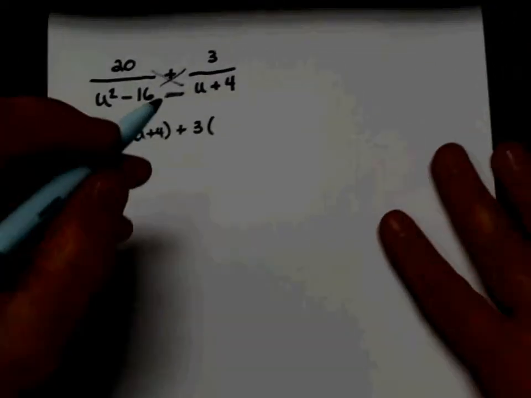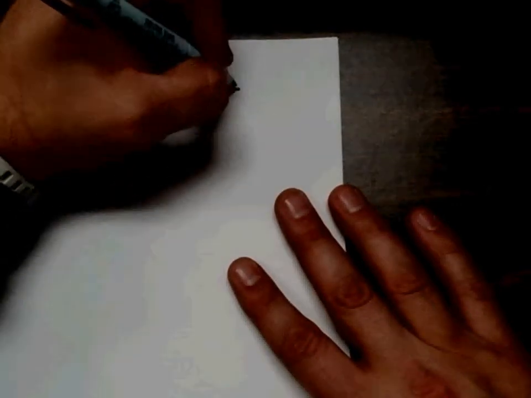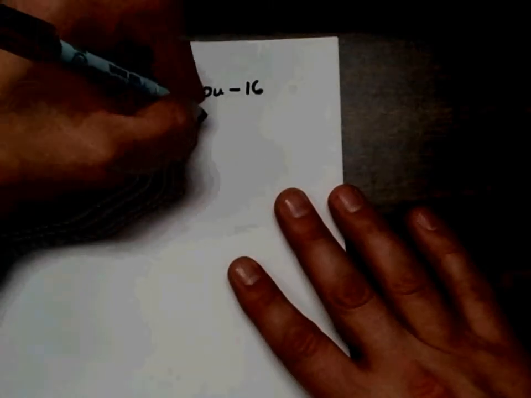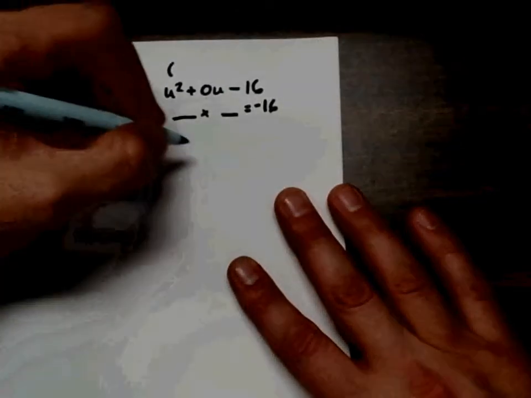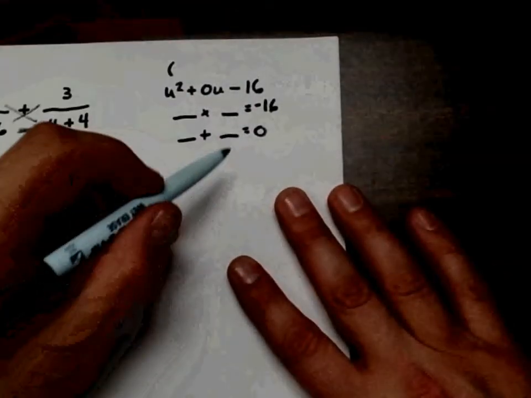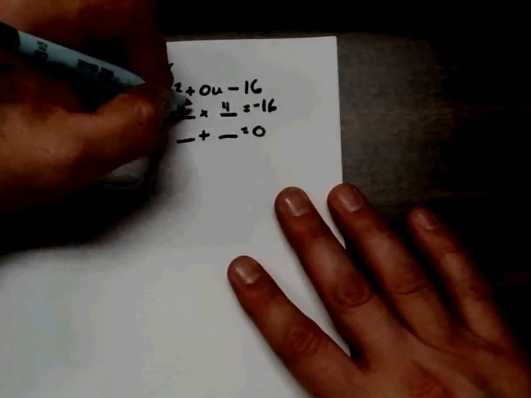And what we're going to do is factor this down, which is going to be u squared plus 0u minus 16, and I'm asking myself what multiplies to give me negative 16 and adds to give me 0. Okay, so logically for me to get 0, I have to have the same number, but they have to be opposites of each other to create 0.